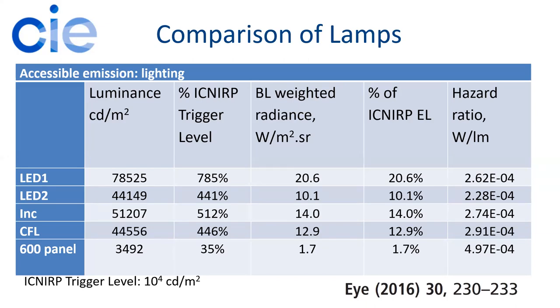Another factor we can calculate is if we take our blue light weighted radiance and divide that by the luminance of the source, we can get what we term the hazard ratio. You can see the values are pretty well the same for the first four sources, but for the panel it's higher. So we get more watts out if we had the same luminance.